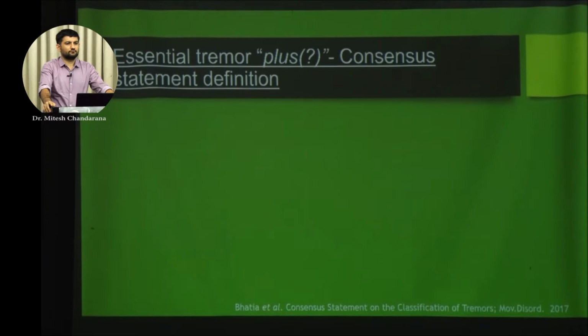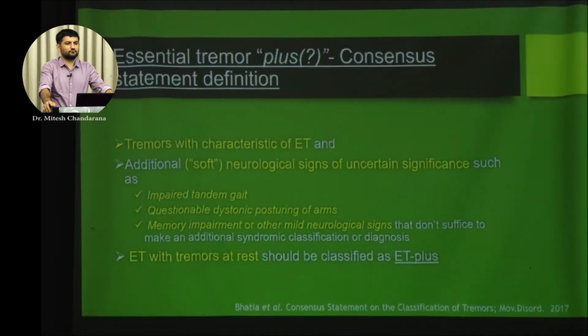Now we come to the essential tremor plus consensus statement definition. The first thing is tremor with characteristics of ET plus additional soft neurological signs of uncertain significance, such as impaired tandem gait, questionable dystonic posturing of the arms, and memory impairment, or other mild neurological signs that do not fit into an additional syndromic classification or diagnosis. And ET with rest tremor should be classified as ET plus. So these are the three features.